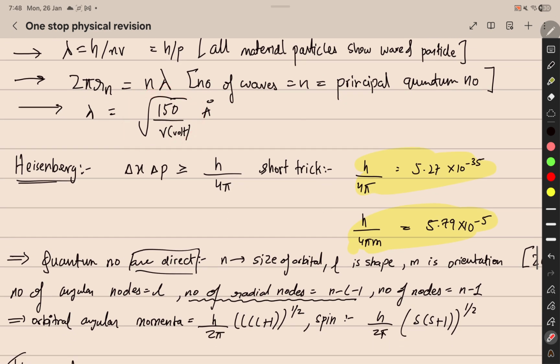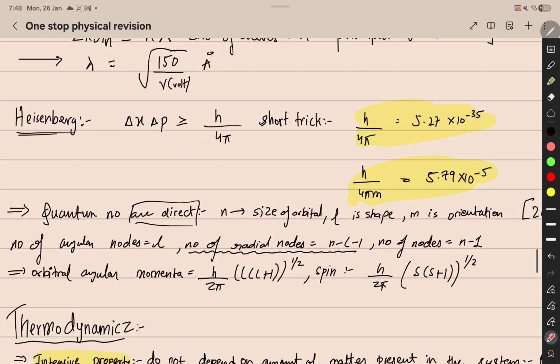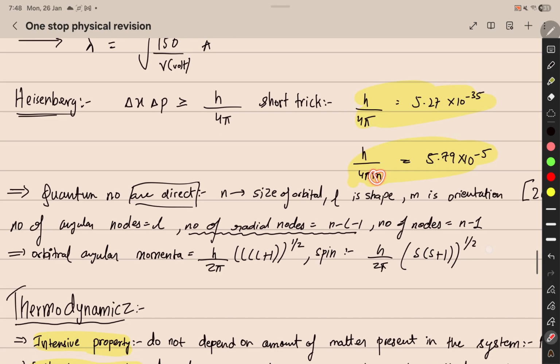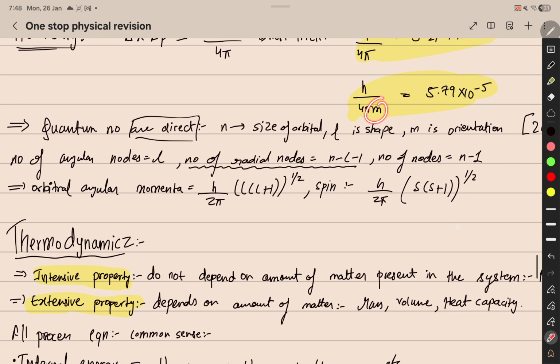Lambda is 150 by V, where V is in volts and lambda is the de Broglie wavelength in angstrom. Then delta x into delta p is equal to h by 4 pi. Short trick: h by 4 pi is equal to 5.27 into 10 power minus 35. 5.97 into 10 power minus 5 is what you get when you divide it by the mass of an electron.